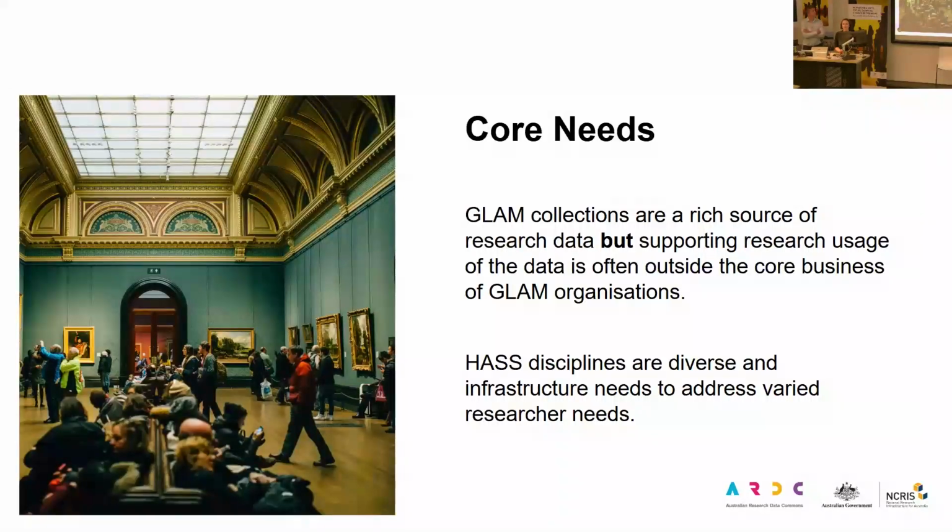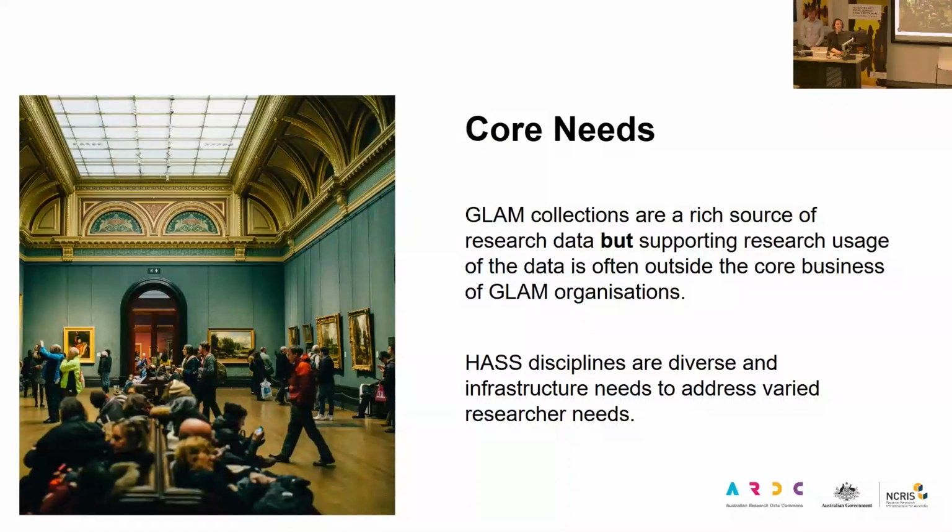This activity responds to two core challenges. One is that for HASS researchers, GLAM collections are this incredible, rich source of data. But for GLAM organisations, supporting researchers is a goal. It's very important, but it's not their primary purpose. And particularly when times are difficult, it's very difficult for GLAM organisations to support researchers to access their collections as data.